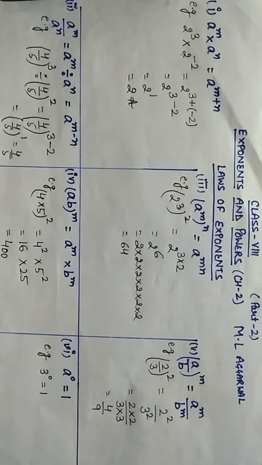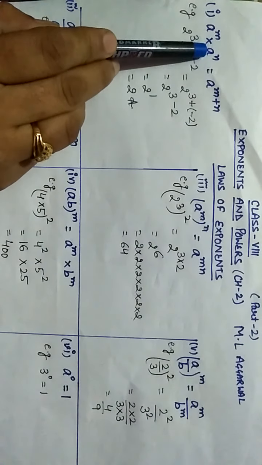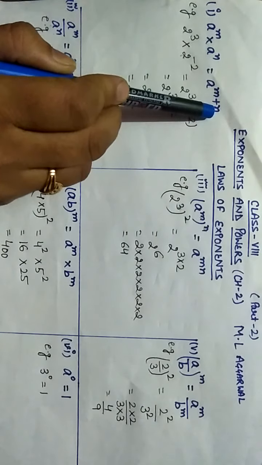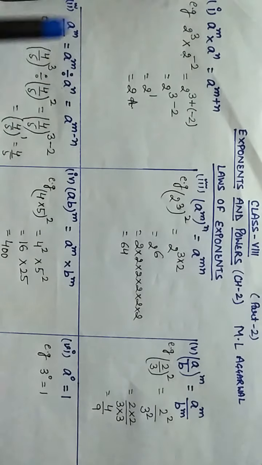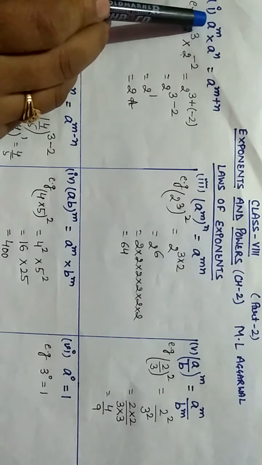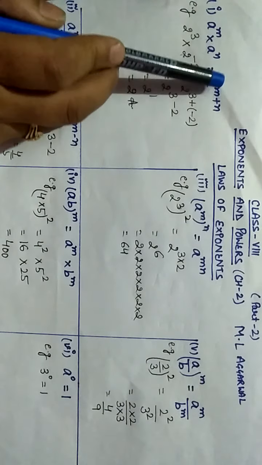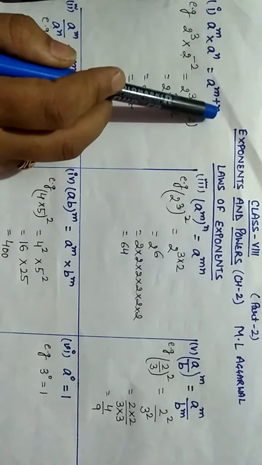Our today's topic is laws of exponents from chapter 2, Exponents and Powers of ML Aggarwal. So let's start from the first law. Our first law is a raised to power m into a raised to power n is equal to a raised to power m plus n. Here a is the base, and m and n are exponents. When the base is the same and you are going to multiply, then the exponents will be added, just like this, a raised to power m plus n.